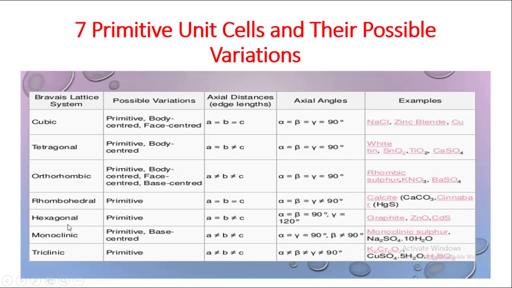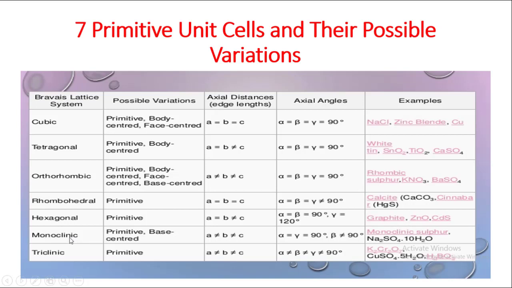Next, coming to hexagonal, in this system the possible variation is primitive. Here only 2 of the edge lengths are equal, while the third one is not equal to the other 2. Here the axial angles alpha and beta are equal to 90 degrees, while gamma is equal to 120 degrees. Examples are graphite, zinc oxide, cadmium sulfide.